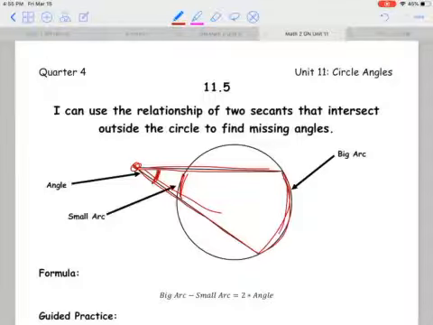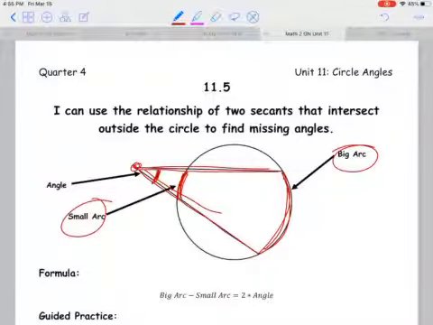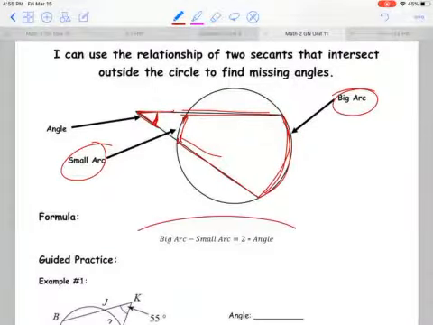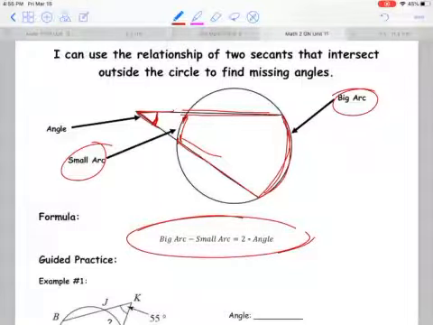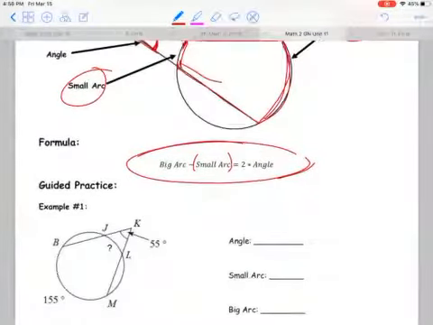And you want to take the bigger arc and make sure you label that the big arc, and the smaller arc, the small arc. And remember, the arcs have to be around the circle, between the two lines that make the angle. So the biggest thing is labeling here, and then we're using this formula. And a key part of this formula is remembering to put parentheses around the small arc so that this negative distributes if you need to, as well as the angle so the 2 distributes.